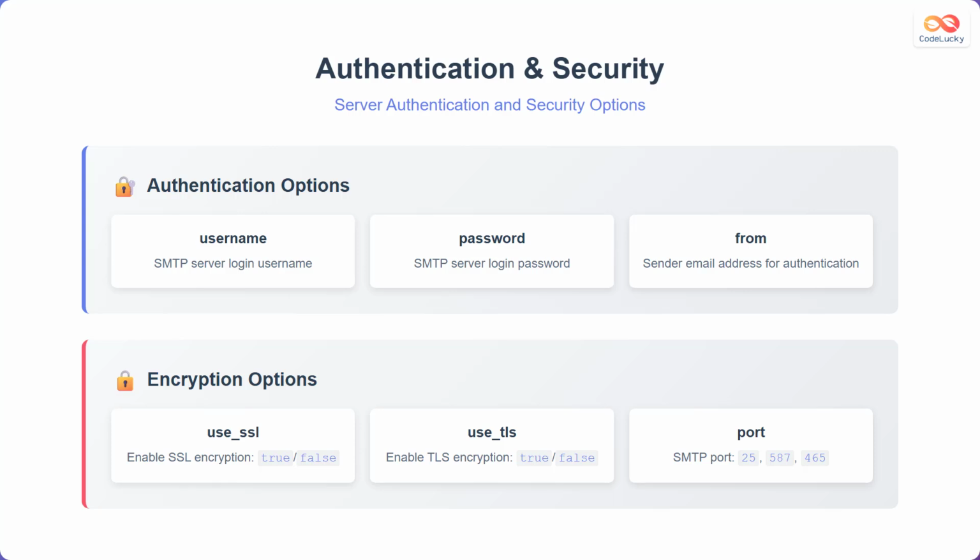Security is crucial when configuring email notifications. The send email command provides several authentication options including username for SMTP server login credentials, password for authentication, and from to specify the sender email address for authentication purposes. For encryption, you can use use_SSL, set to true or false to enable SSL encryption, use_TLS for TLS encryption, and configure the appropriate port settings such as 25, 587, or 465 depending on your email server requirements. Always use encrypted connections when sending sensitive information via email.